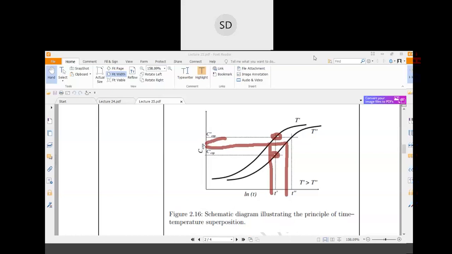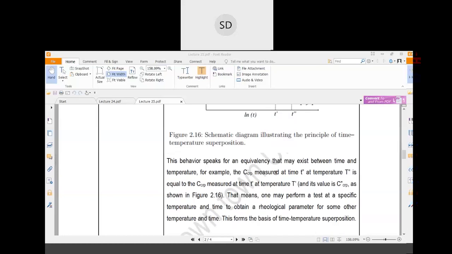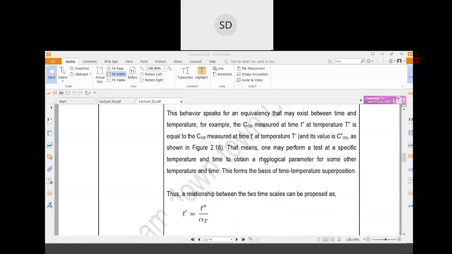Okay, so for this reason it is called time temperature superposition. Why superposition? Because time and temperature both are superimposed on that material characteristic, which will enable the material to behave in a different way at different times and different temperatures. So for this reason, it is called time temperature superposition.